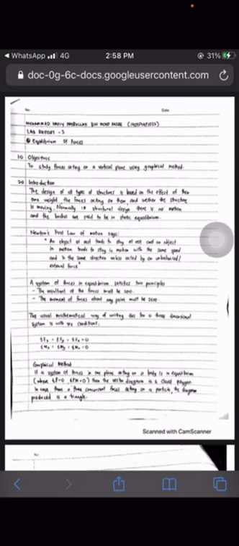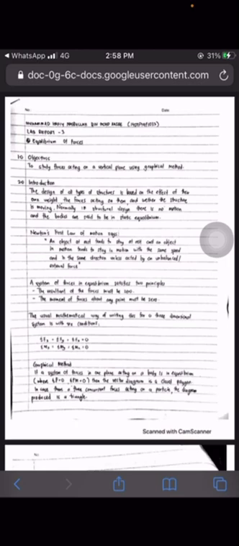A system of forces in equilibrium satisfies two principles. The resultant of the forces must be zero. The moment of force about any point must be zero. The usual mathematical way of writing this for a three-dimensional system is with 6 conditions: Fx equal to Fy equal to Fz equal to 0, and Mx equal to My equal to Mz equal to 0.